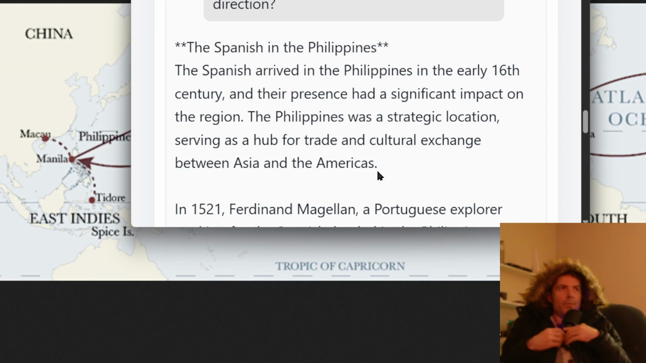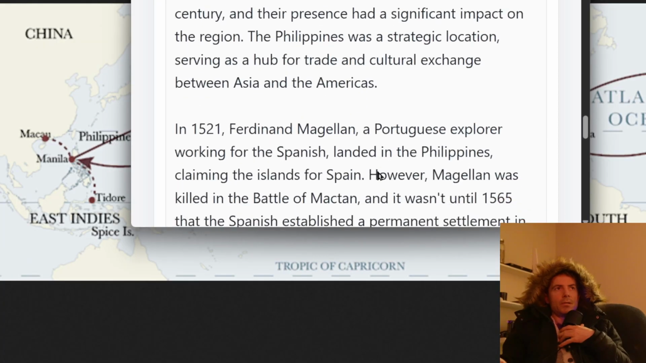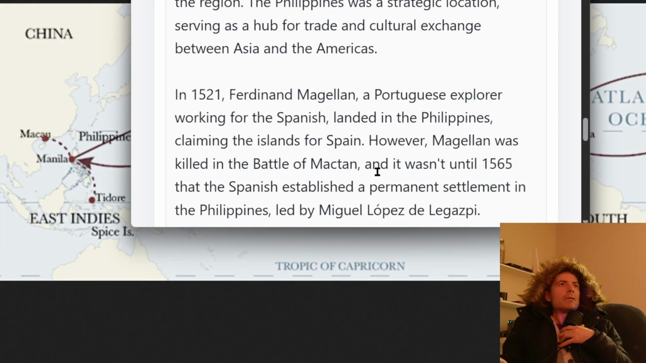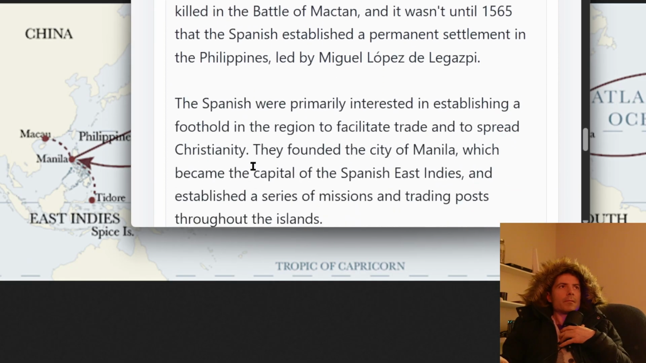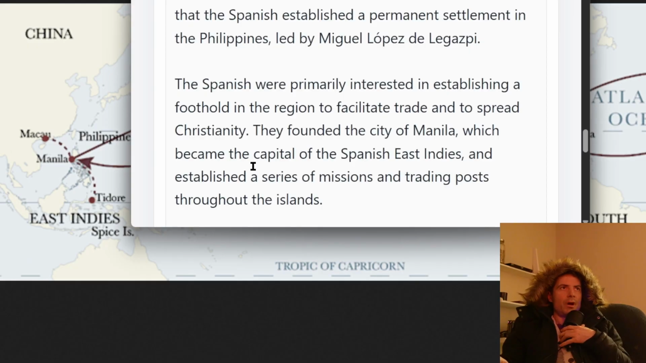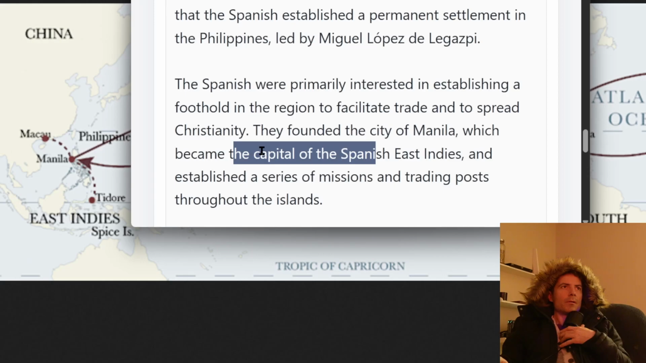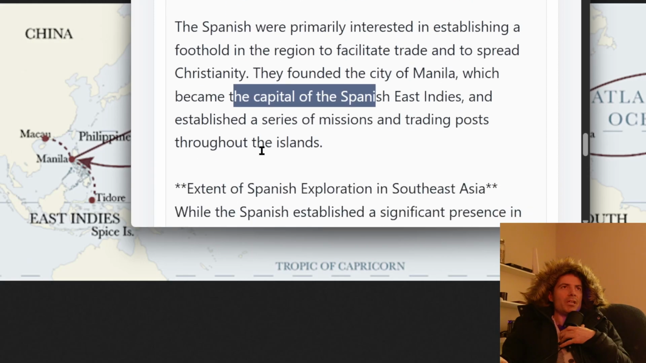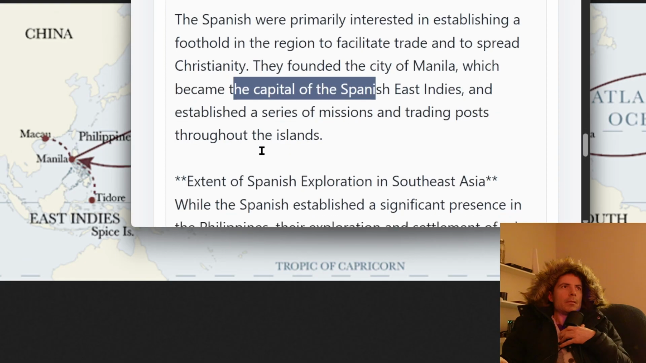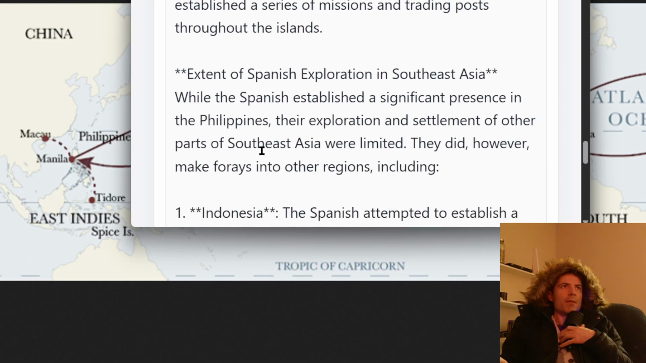Significant trade hub, cultural exchange. That would have been Magellan. Magellan was killed in a battle. Spanish were primarily interested in establishing a foothold in the region to facilitate trade, spread Christianity. Oh, so they founded Manila, which became the capital of the Spanish East Indies. Trading posts were established.